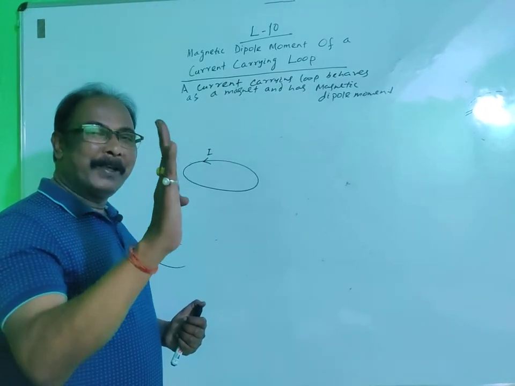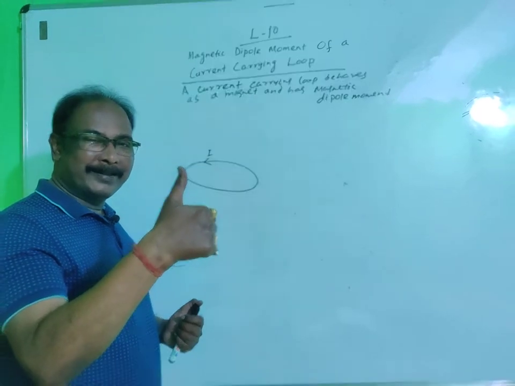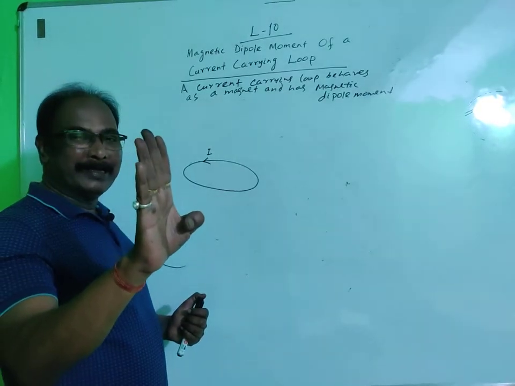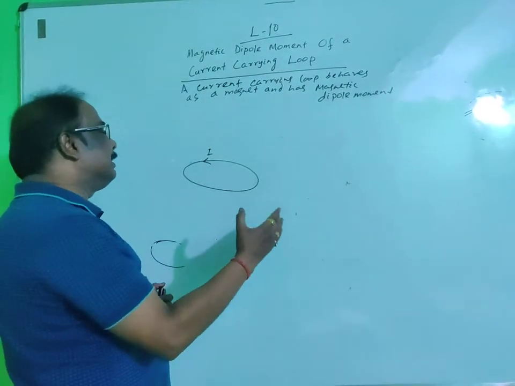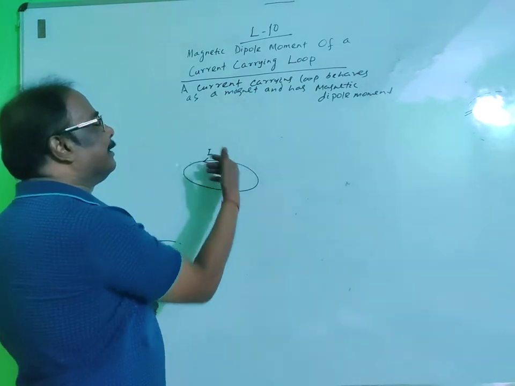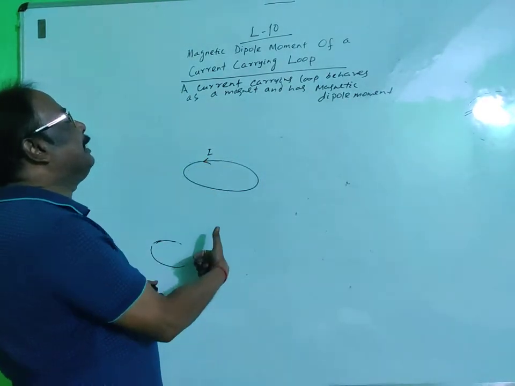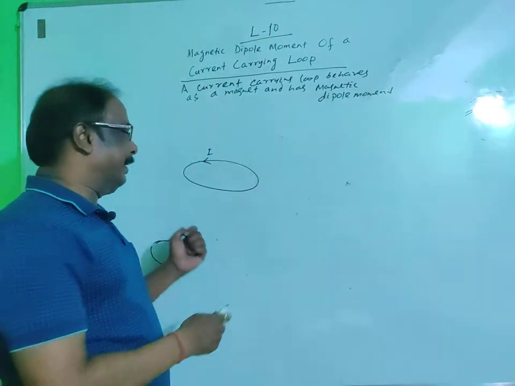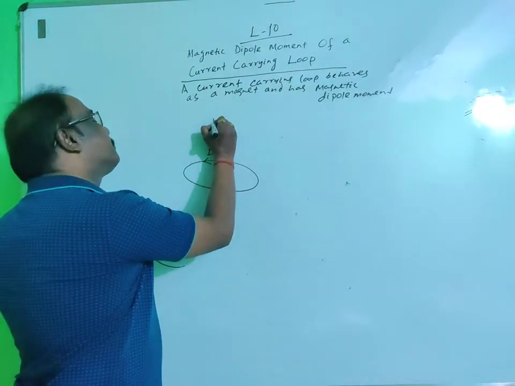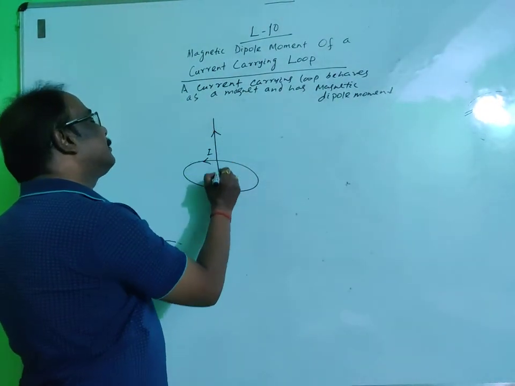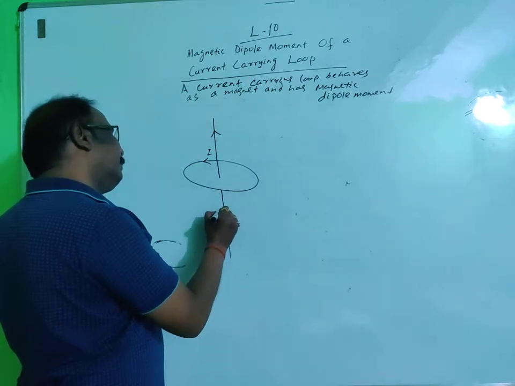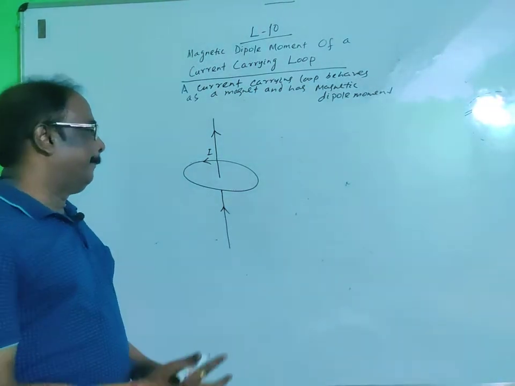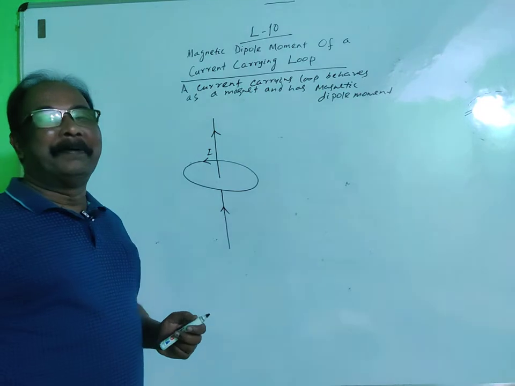These are the 4 fingers of the right hand and the thumb is erect. What is the rule? Curl your 4 fingers along the direction of flow of current. I am curling like this. Along the direction of flow of current, the erect thumb represents the direction of the magnetic field. Then I am showing you the central line. This is the direction of the magnetic field.